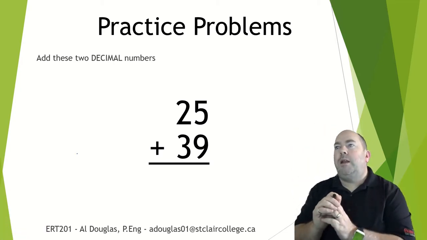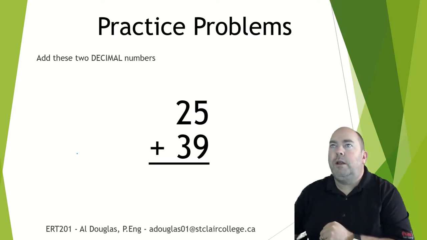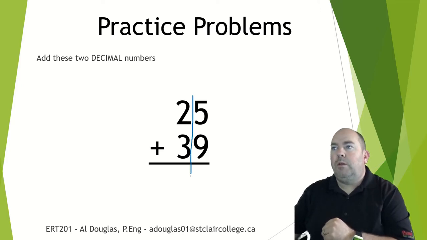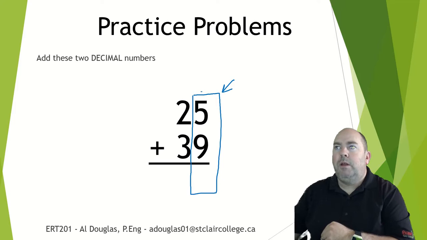How do we add numbers together? So let's go through this again. Let's add together these two decimal numbers, 25 and 39. When we add, we look at each column here. And I consider, do I have anything coming into this column? And do I have anything going out of this column?